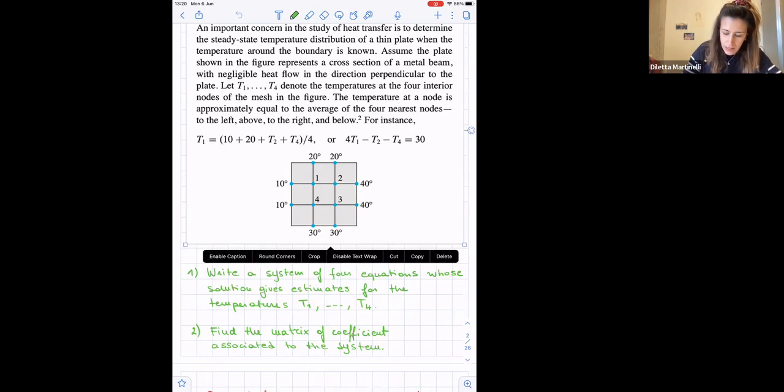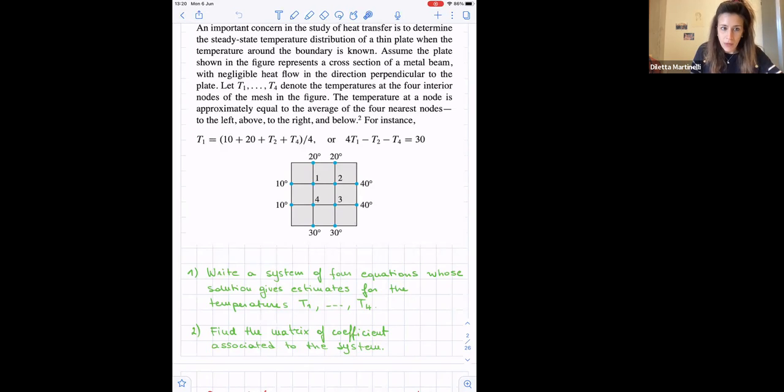And as Amara said, to do it you have to consider for each node, T1, the fact that the temperature is given by the average of the 4 nearest nodes. So we go first to the left and we have 10 degrees, and then to the north 20 degrees, and then T2, and then south T4, divided by 4. And then you can rewrite it and you have this equation. So that's our first equation.